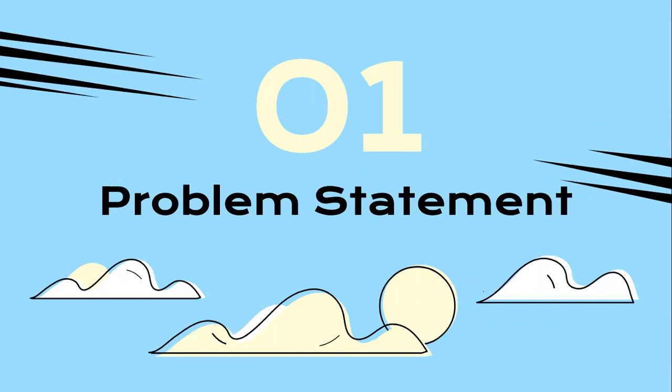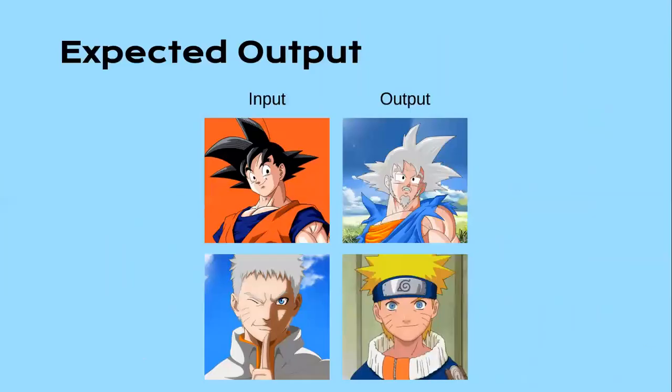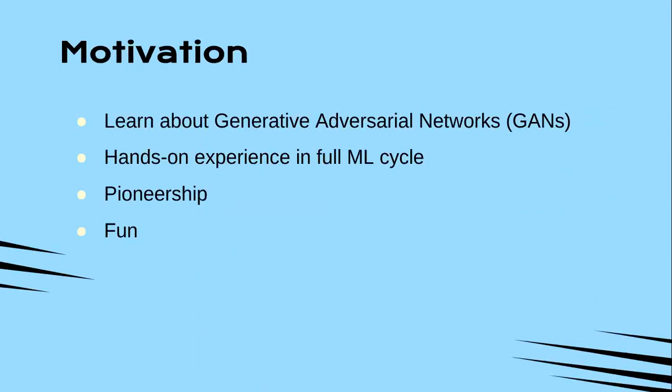First, the problem statement. We want to create a model that ages teen enemy characters into seniors and also de-ages seniors back into teens. This is a sample of the expected input and output in the two cases that we have. And our motivation is to learn about GANs, get hands-on experience in the full machine learning cycle, including data collection and data cleaning and so on, being pioneers, and this will come in later, and just having fun with the domain.